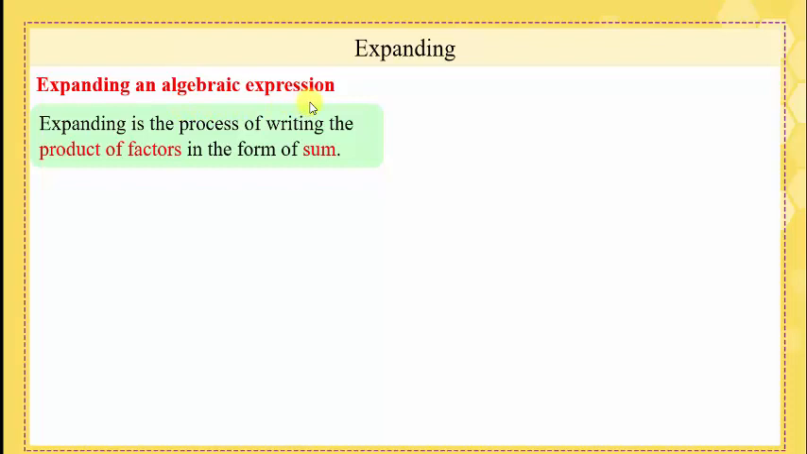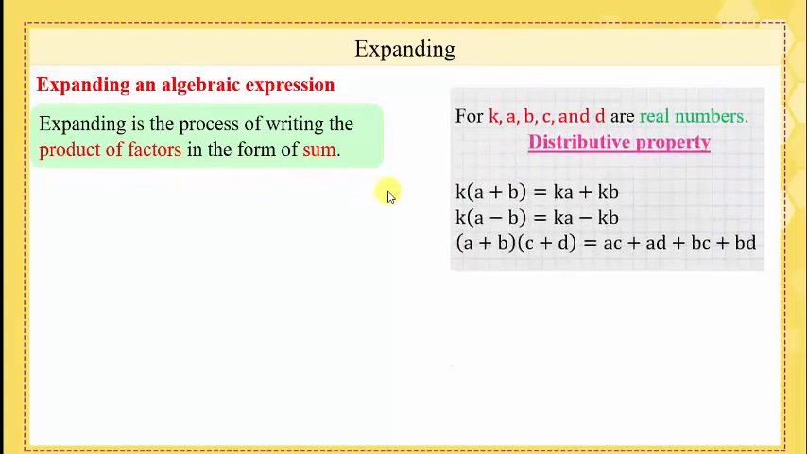Expanding an algebraic expression. Expanding is the process of writing the product of factors in the form of a sum. This is the distributive property. K into (A plus B) equals Ka plus Kb. We multiply K by the first term and by the second term. K into (A minus B) equals Ka minus Kb. We multiply K by A and then by minus B.